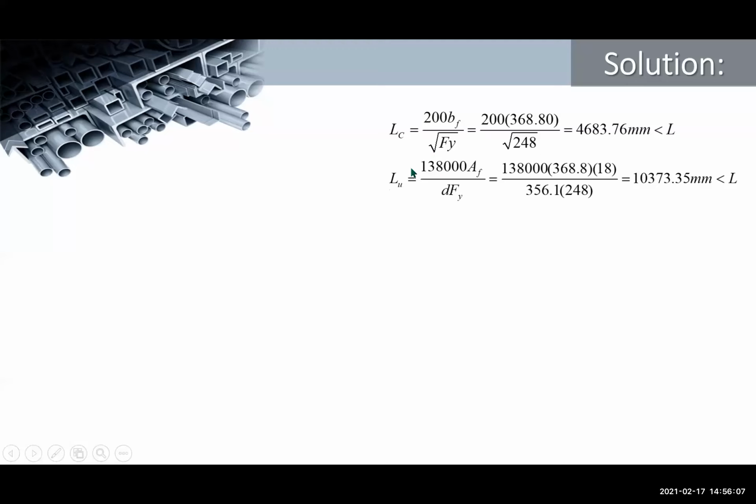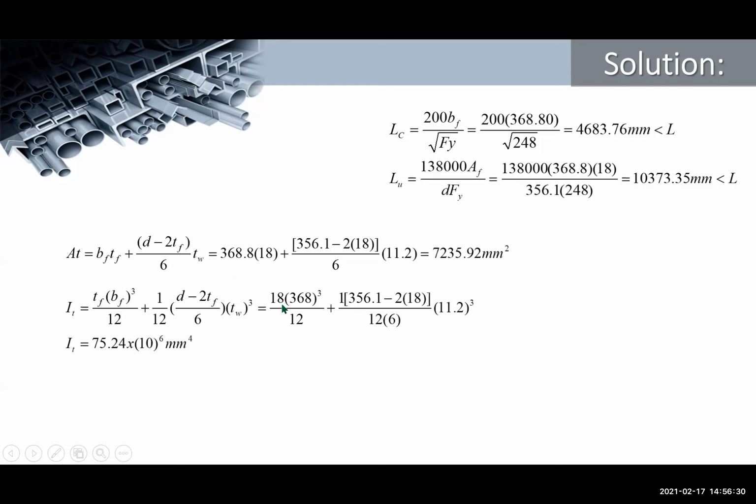Anong next step? Diba, ang magiging basis natin pag-compute is your L over RT. So next step is compute first for your RT. Now, how do we do that? Diba, square root of IT over AT. Now, if you don't want to use the equation, diba, sabi ko, i-drawing nyo na lang. Now, in case na memorize nyo yung equation, substitute nyo lang yung values. BFTF, D minus 2TF over 6 times CW. So, substitute nyo yung equations to get your AT and IT.